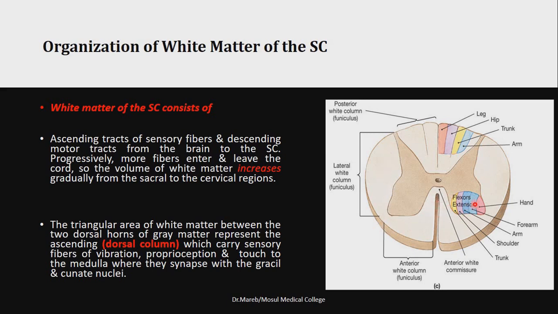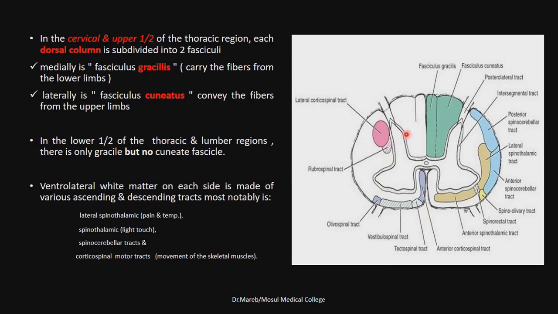Now we start to speak about the white matter. First point, the white matter increases when getting from the sacral to the cervical region. Second, the dorsal column carries sensory fibers for vibration, proprioception and touch to the medulla, where they synapse with the gracilis and cuneate nuclei. In the cervical and upper half of the thoracic region, each dorsal column is subdivided into fasciculus gracilis medially and fasciculus cuneatus laterally. The fasciculus gracilis carries fibers from the lower limb, while the fasciculus cuneatus conveys fibers from the upper limb.